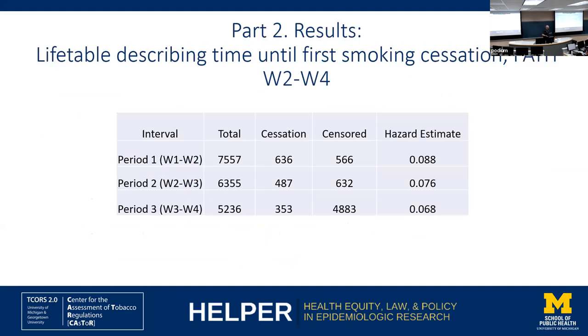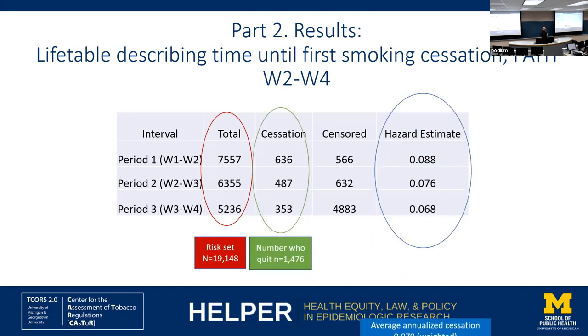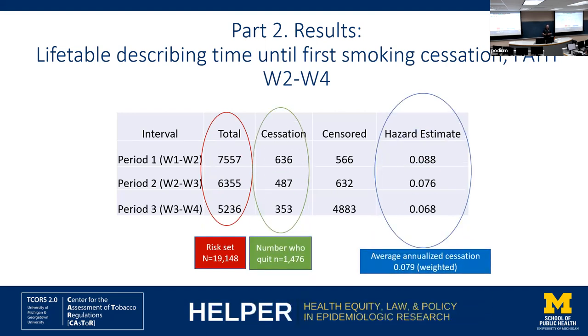All right, so I think I'll show you some results. This is the basic life table. Maybe we'll go back to this at the end. Actually, maybe I'll do this now and then show you the code. Does that make sense? So this is a basic life table, and let's put this information up here. I'm just looking at the time until first smoking cessation at waves 2 through 4. The risk set, remember I've said a number of times that the risk set is slightly smaller here. Instead of 7,591 people, I have 7,557.